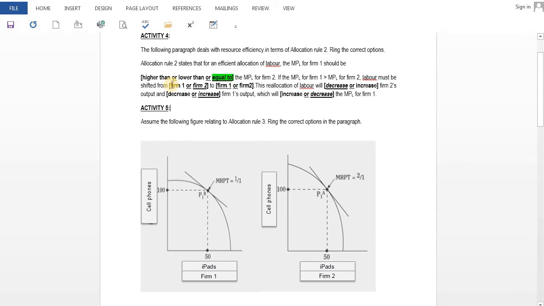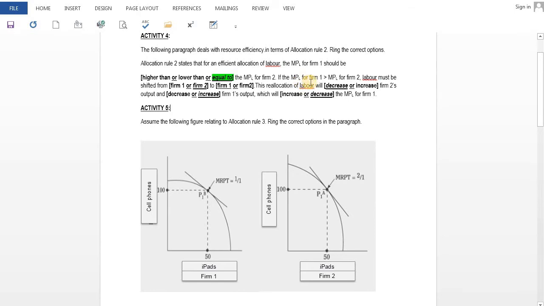Like I explained previously, this is a reallocation of resources. Now that the MPL for firm 1 is greater than that of firm 2, it simply means that the resources of firm 2 have been much more efficient as opposed to the resources of firm 1. Remember we said that the MPL for firm 1 has to be equal to that of firm 2, and that's the reason why the resources have to be reallocated from firm 2 to firm 1 in order to ensure efficiency between these two firms, right?